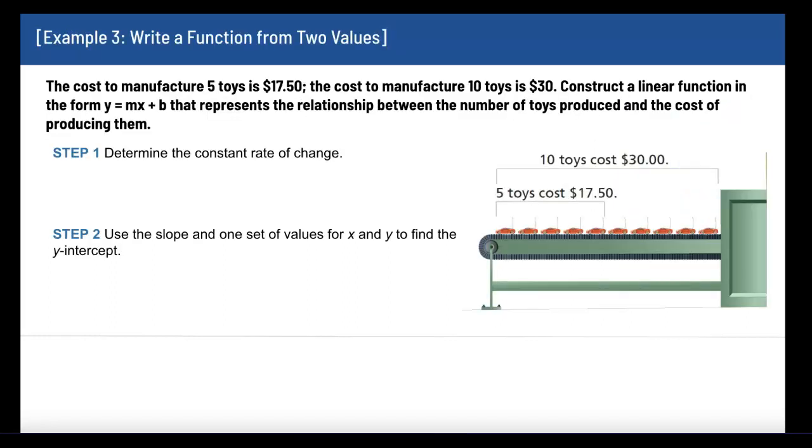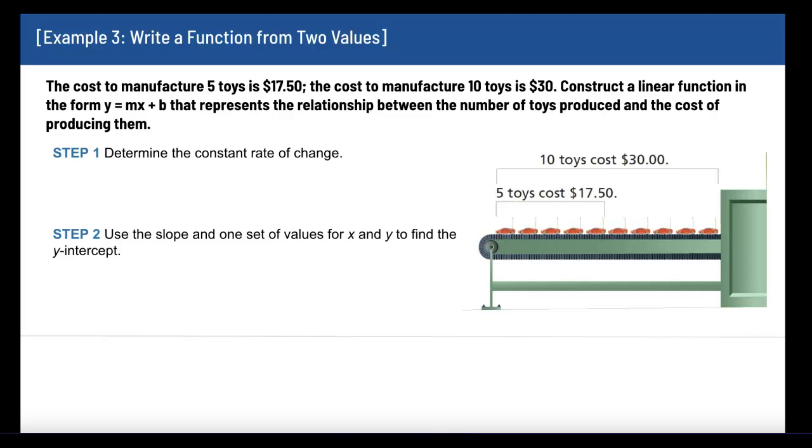Our final example has us writing a function from 2 values. The cost to manufacture 5 toys is $17.50. The cost to manufacture 10 toys is $30. Construct a linear function in the form of y equals mx plus b that represents the relationship between the number of toys produced and the cost of producing them.